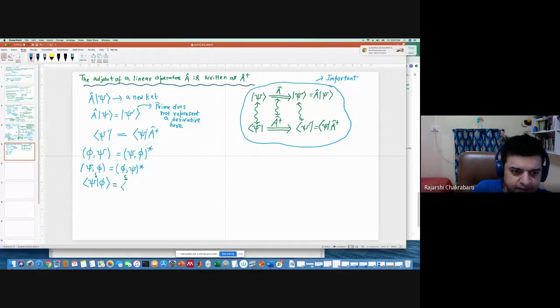This is nothing but this phi, psi whole star. It is not very difficult. Anything on the left of the comma is a bra, anything right of that comma is a ket.